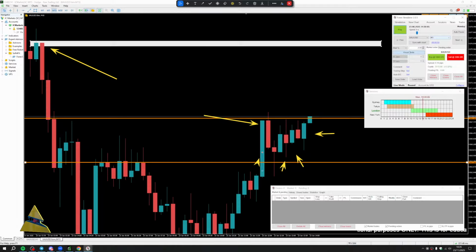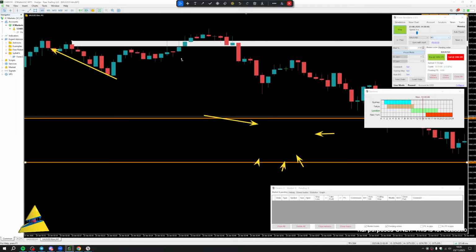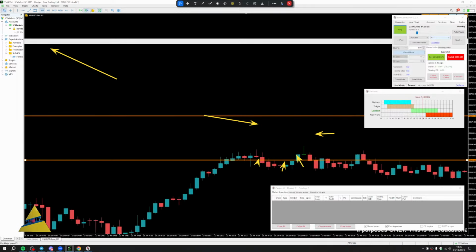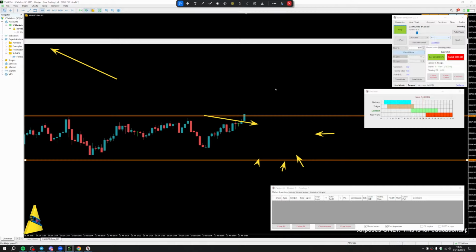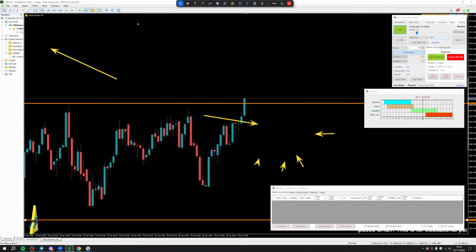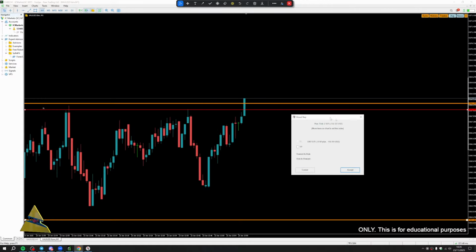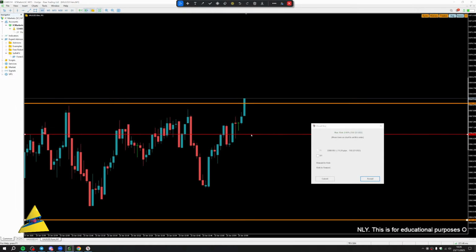If you want, oh, there it goes. There it goes. If you want a tight stop loss with these entry models, 16 pips works pretty good. So we're going to do that again. We're going to take another buy over here and then reduce our stop loss to about 16 pips.